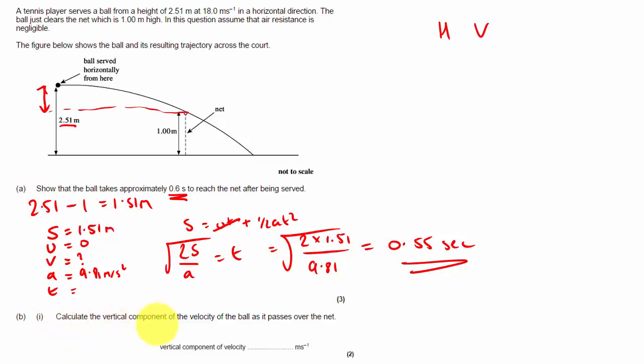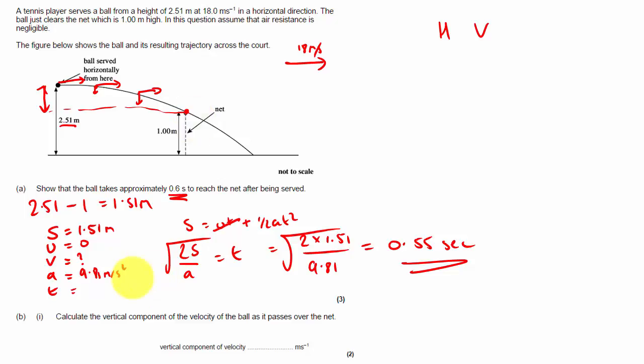Next step of the question says calculate the vertical component of the velocity of the ball as it passes over the net. So basically, initially, the ball is only going to have horizontal velocity of 18 meters per second, right? And as it tracks through the air, that component will stay the same, but its vertical component will grow. The horizontal arrow will be the same size every time, but the vertical component will get larger and larger due to gravity accelerating the ball in the vertical direction. So we need the vertical component of the ball just here.